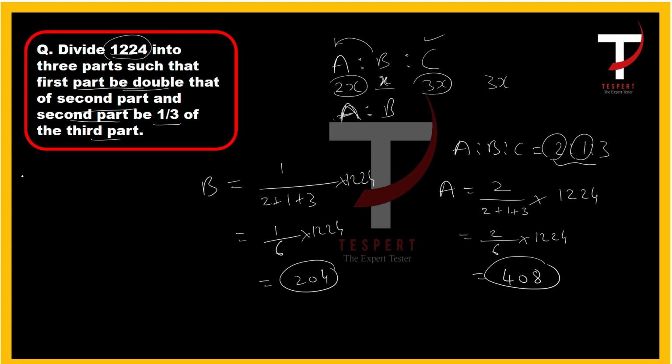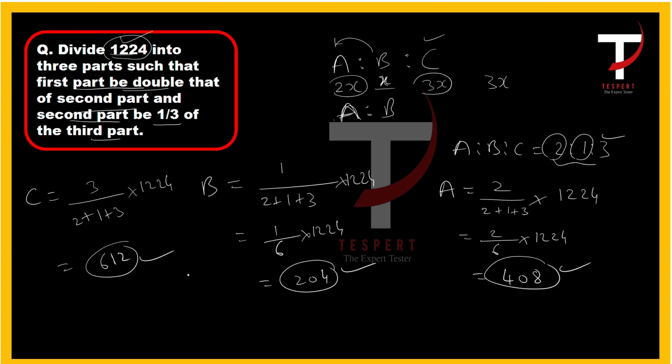Calculate for C in the same manner. What is C's part here? 3, right? So 3 by the sum of total parts, 2 plus 1 plus 3, into 1224, which is equal to 612. Okay, so if you add these, we will get 1224.